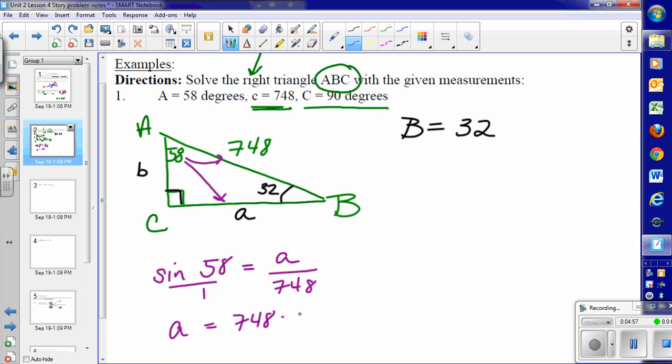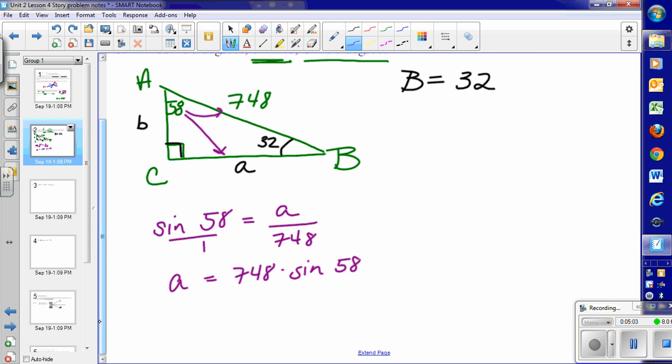Okay, get your calculator. Make sure you're in degree mode and type that in.